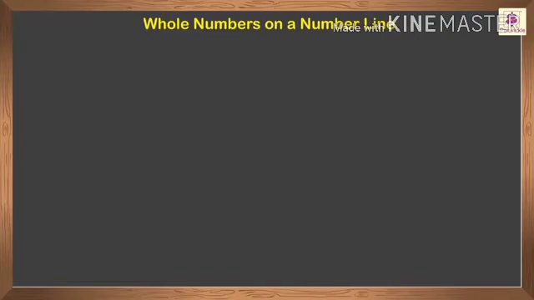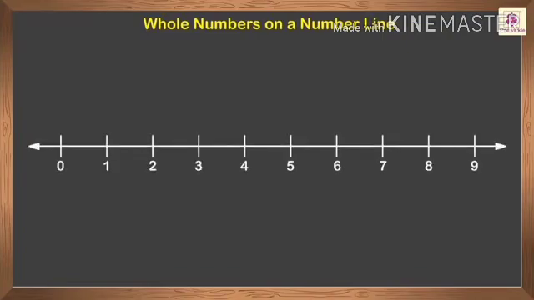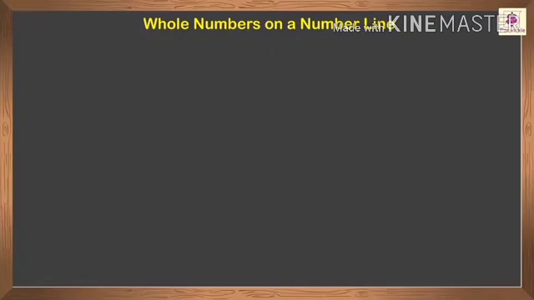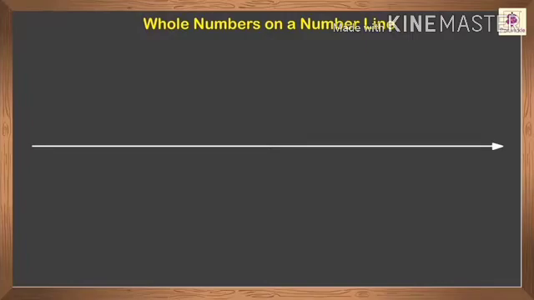Whole numbers on a number line. On a number line, numbers are represented as points and distances. To represent whole numbers on a number line, draw a straight horizontal ray. Label one end of the line as 0. Mark another point to the right of 0 and label it as 1. The distance between 0 and 1 is the unit distance.